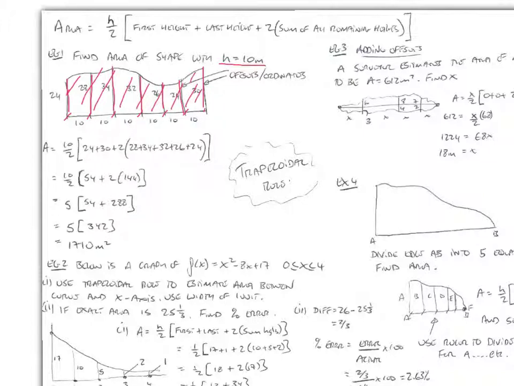So we simply say, using the formula here, the area is 10 over 2, all times the first height plus the last height plus 2 times the sum of all the other heights in between, from inside the area. So that gives us 10 over 2 times 54 plus 2 times 144, so that's 5 times 54 plus 288, 5 times 342, which is 1710 meters squared.